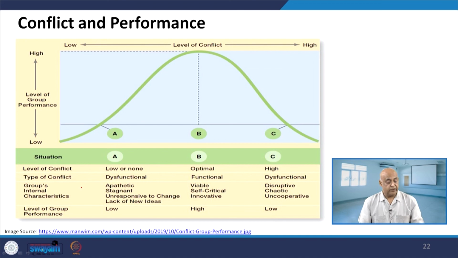Here we will talk about the low level and high level of group performance. So, in that case it is the level of conflict: when the level of conflict is low, group performance is low, it goes high, then it goes low again. Therefore, conflict and performance will be decided on the basis of this curve, that is, at what stage the level of conflict is and which type of conflict it will be called.